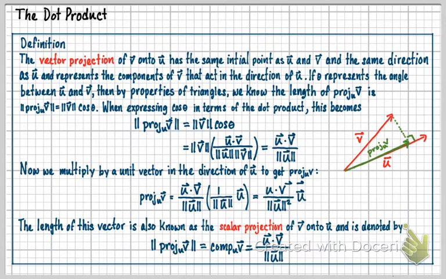And if we look down here, that's what we see here, is that this is going to be a vector in the direction of u. And this is how we compute it. So that's going to give us this here. So that's kind of how that works.